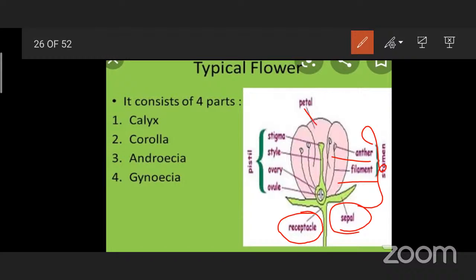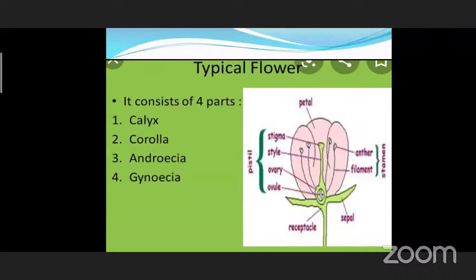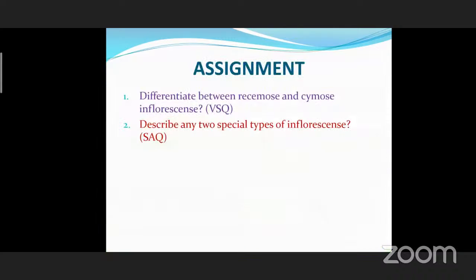With its beautiful color, it attracts insects for the pollination process. This is the stigma, style, ovary, and ovule. It is also known as pistil or pistillate. This is the female reproductive organ. We will discuss the parts of the flower in tomorrow's session. I hope that all of you understand.